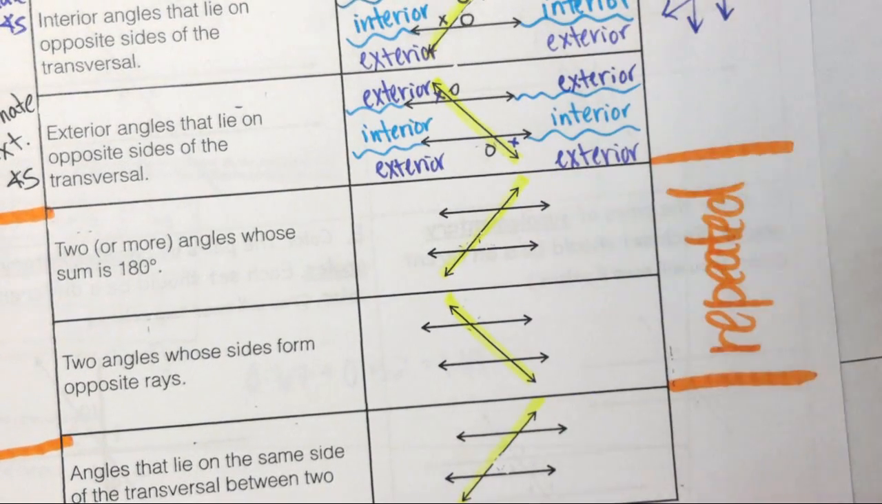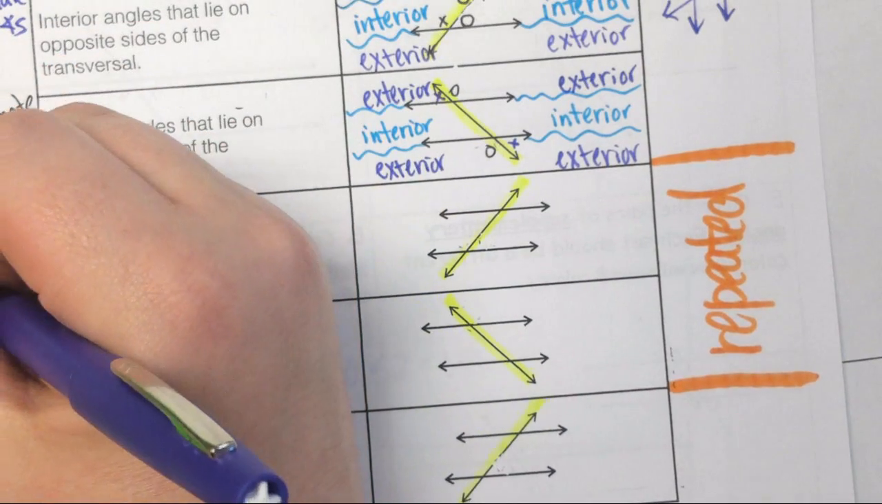Repeated. We've done them before. It's something you already know. For instance, two or more angles whose sum is 180 degrees. What do we call that? Exactly. So supplementary angles.